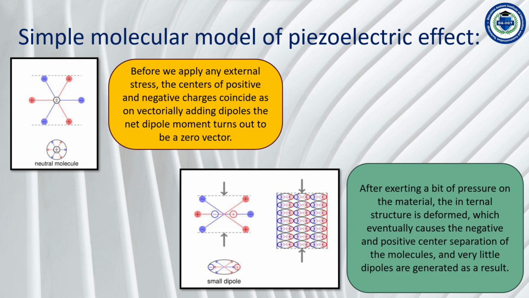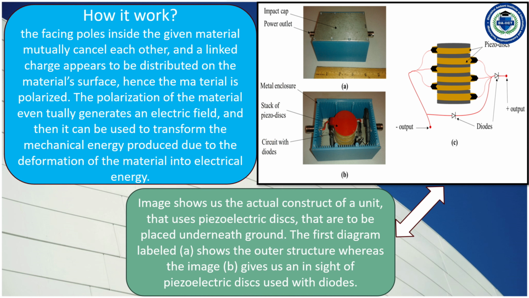After exerting a bit of pressure on the material, the internal structure is deformed, which eventually causes the negative and positive center separation of the molecules, and very little dipoles are generated as a result. How it works: the facing poles inside the given material mutually cancel each other, and a linked charge appears to be distributed on the material's surface, hence the material is polarized. The polarization of the material eventually generates an electric field, and then it can be used to transform the mechanical energy produced due to the deformation of the material into electrical energy.